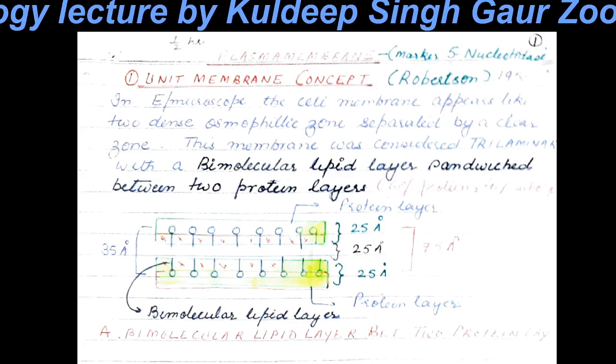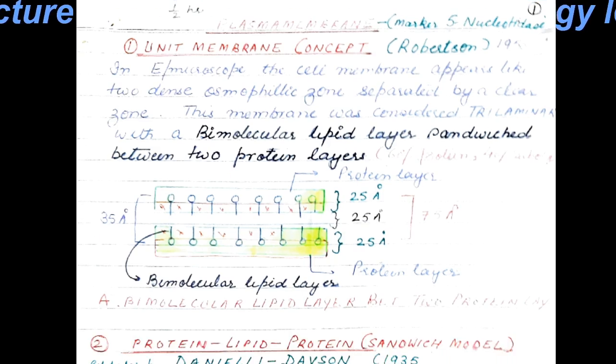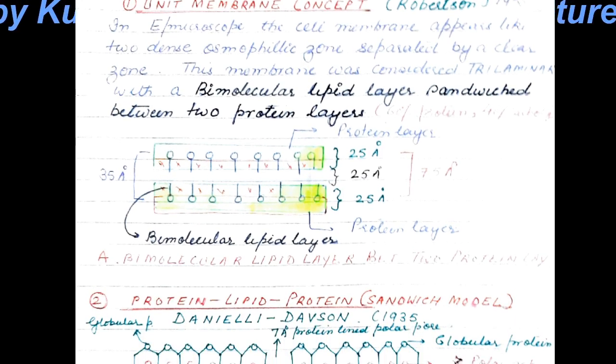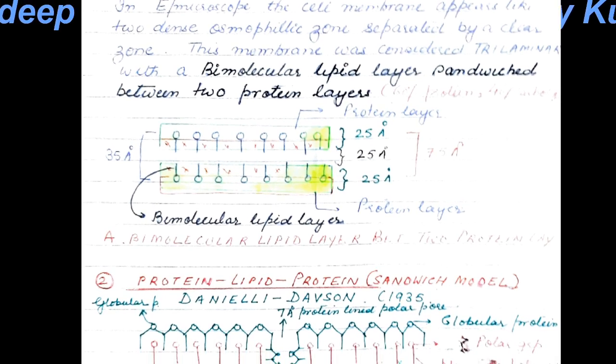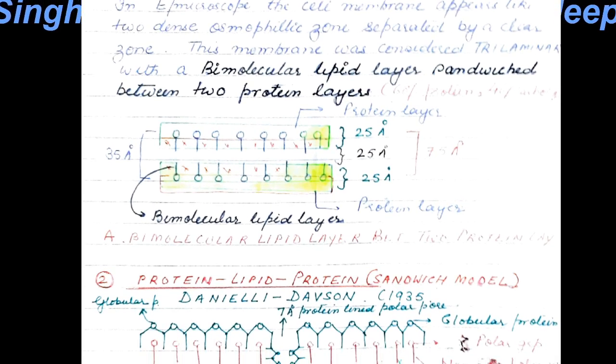What he wanted to say is that the bimolecular lipid layer is sandwiched between two protein layers, but this theory is no more accepted these days because you have studied that the lipids and proteins are in translational motion, and they are not arranged in a typical fashion. In fact, they are haphazardly and mosaically arranged, as portrayed in the fluid mosaic model.